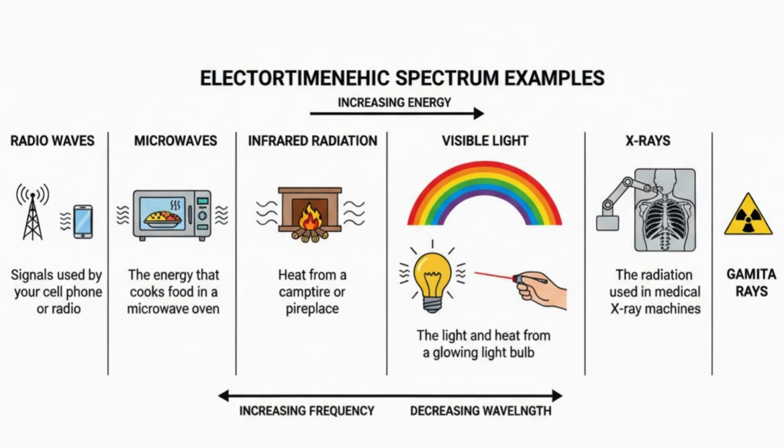The energy that cooks food in a microwave oven is another example. In the same way, signals used by your cell phones or radio waves are examples. Also, the light emitted by a laser pointer, or visible light, and the radiation used in medical X-ray machines are examples of radiant energy.